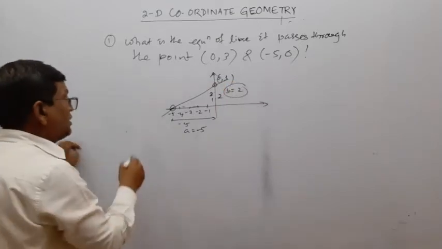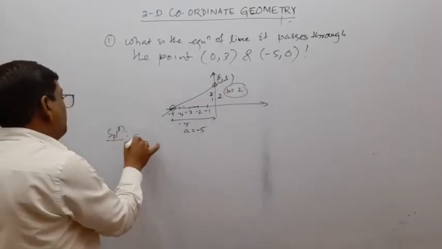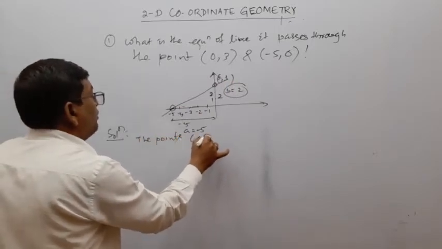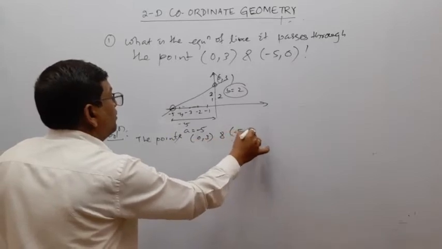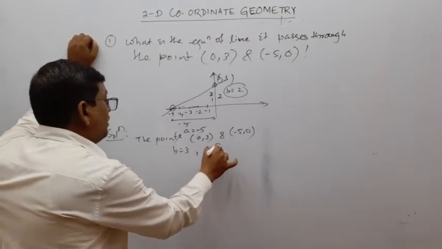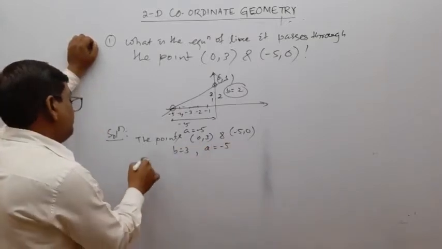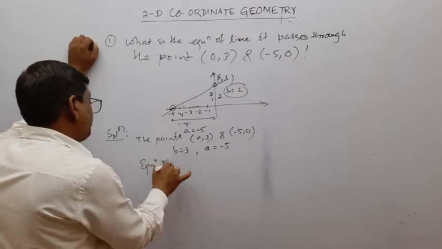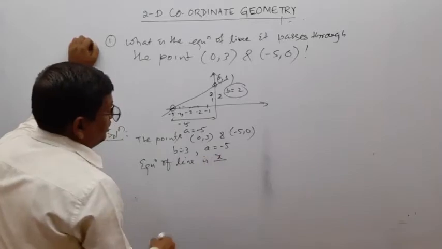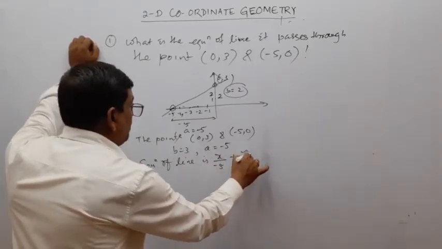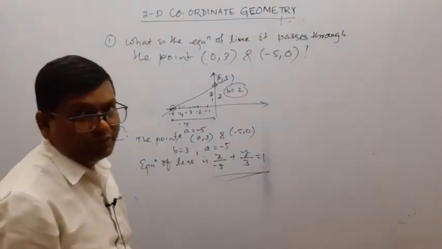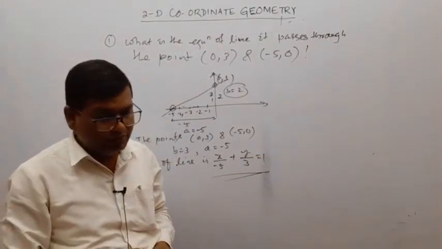Now the equation for the points (0, 3) and (minus 5, 0). Directly we can write b equal to 3 and a equal to minus 5. Now the equation of the line is x by minus 5 plus y by 3 is equal to 1. This is the equation of the line. Clear?